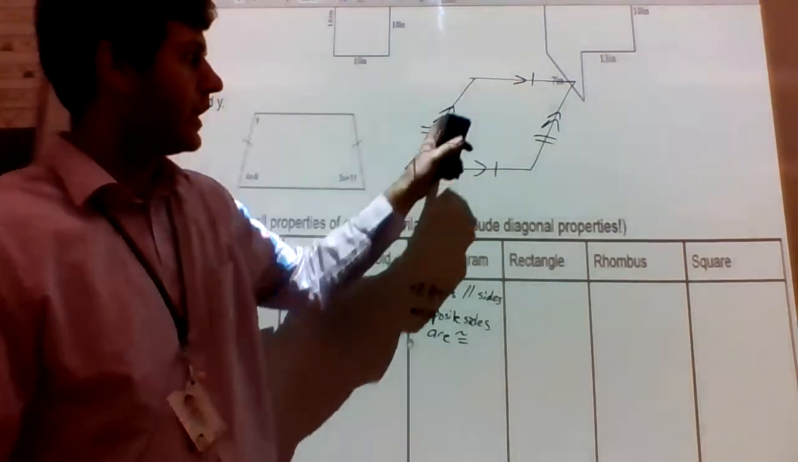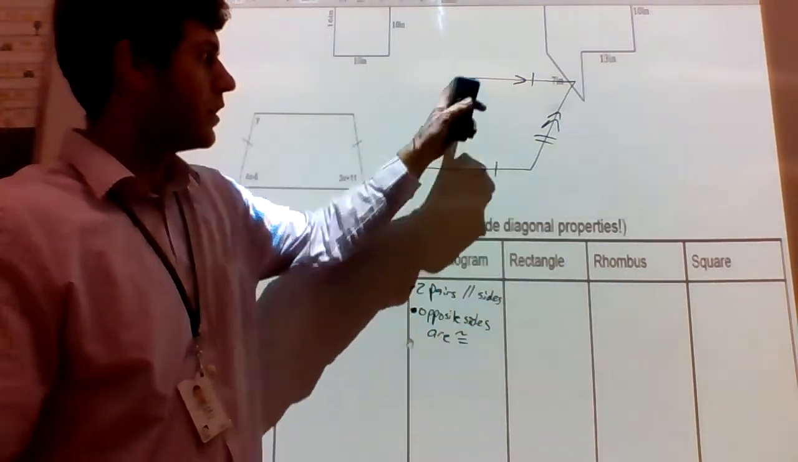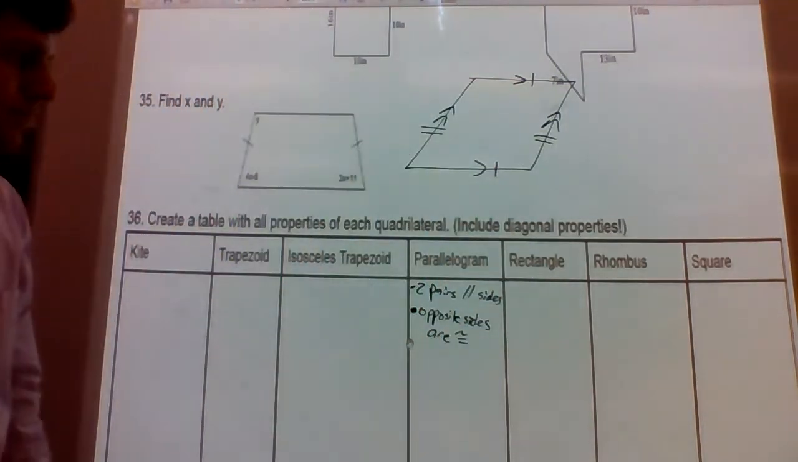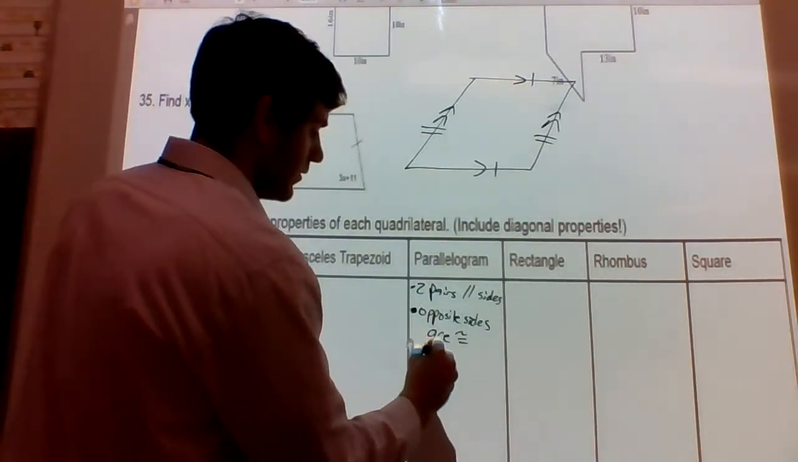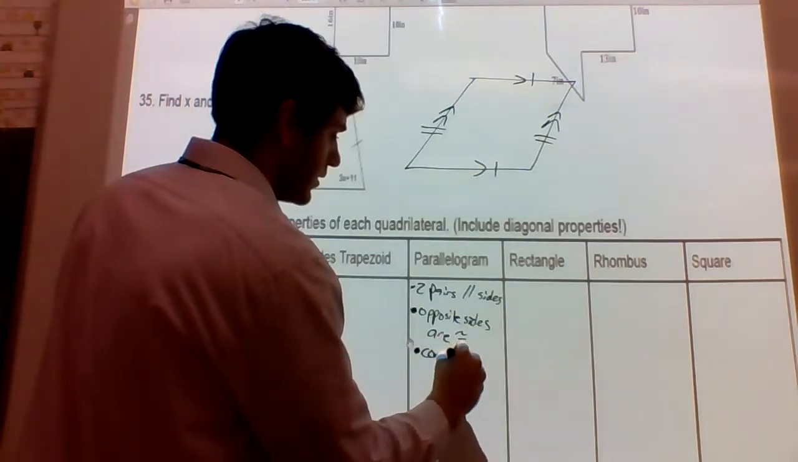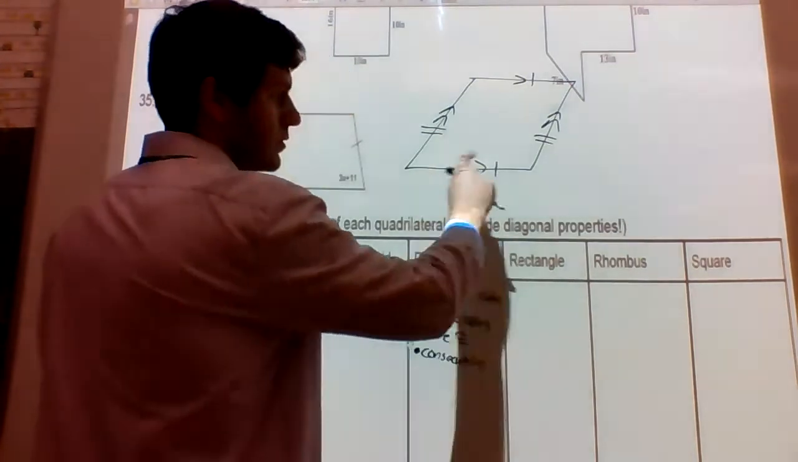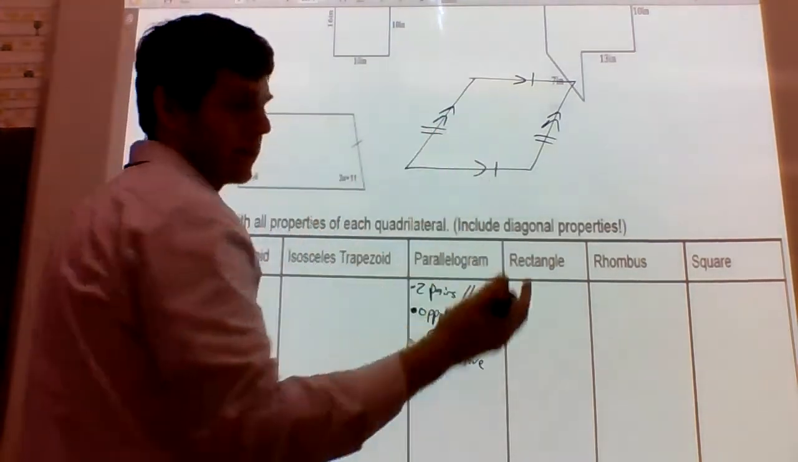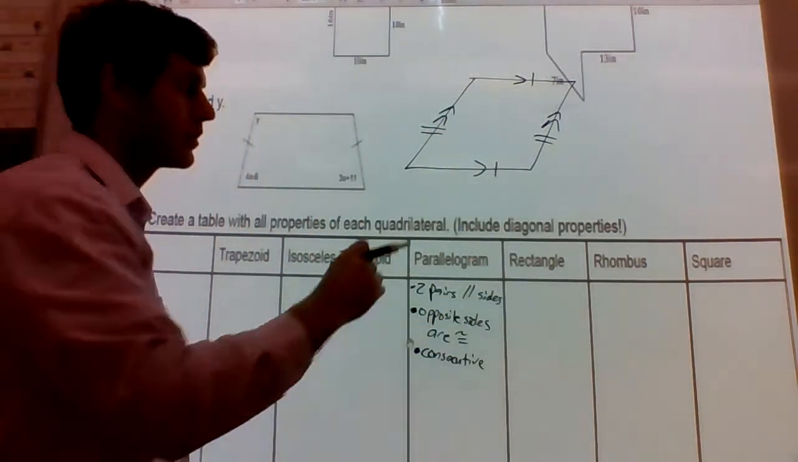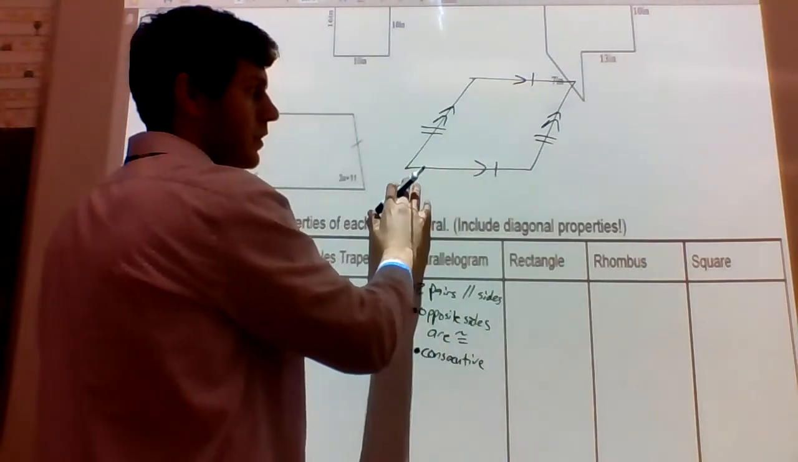We know consecutive angles are supplementary. Consecutive angles are angles that are next to each other, right? The reason they're supplementary is that they're same side interior angles.